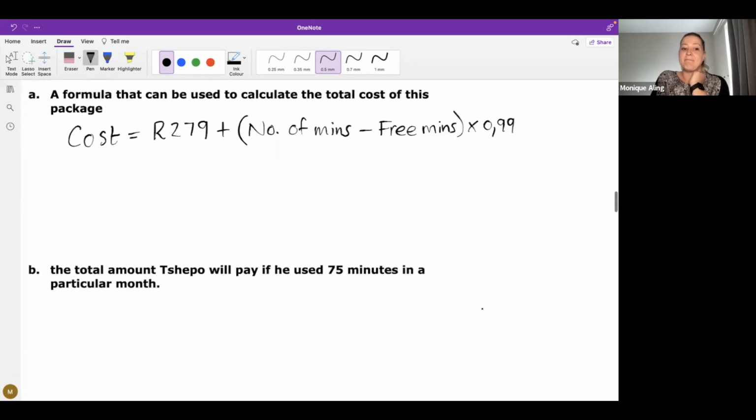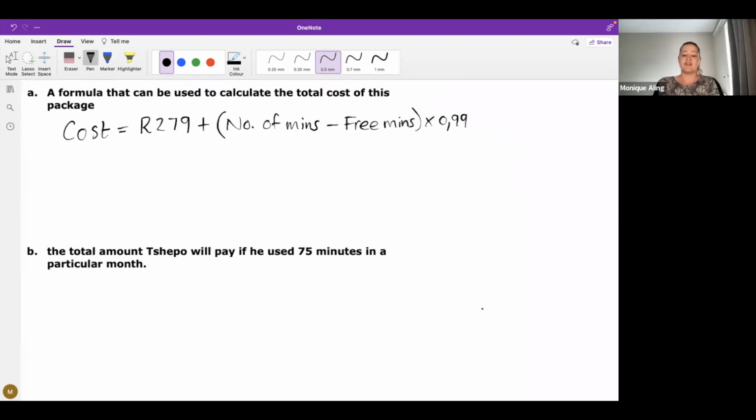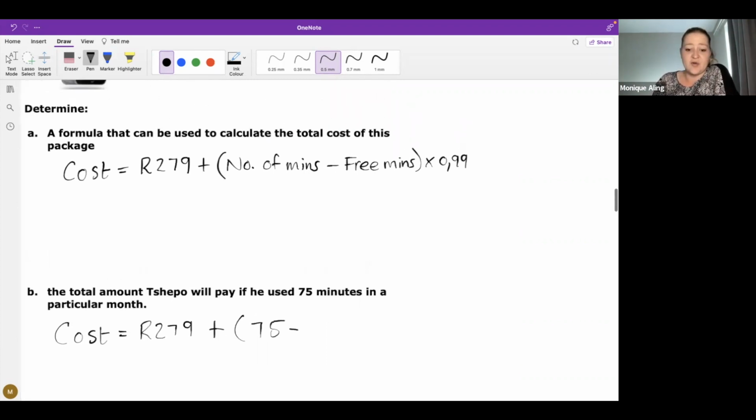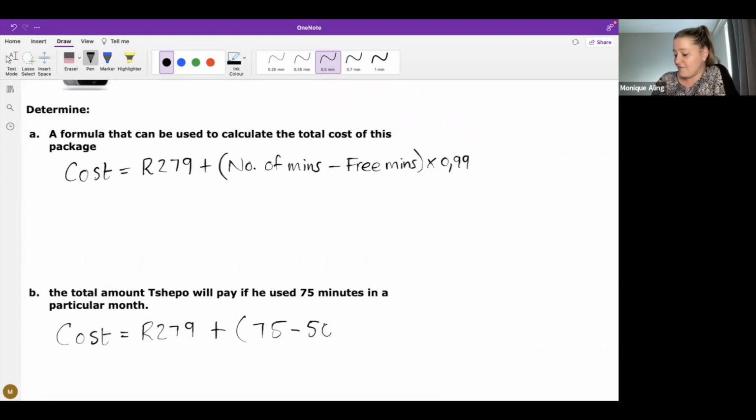Okay, and then B is where we put our formula to test. It says the total amount Tsepo will pay if he uses 75 minutes in a particular month. So now all we do is we take our formula. It's the 279 plus the number of minutes that he uses, which is 75. According to the question, he gets 50 free minutes, so I'm going to minus the 50 and times it by our tariff of 99 cents per minute.